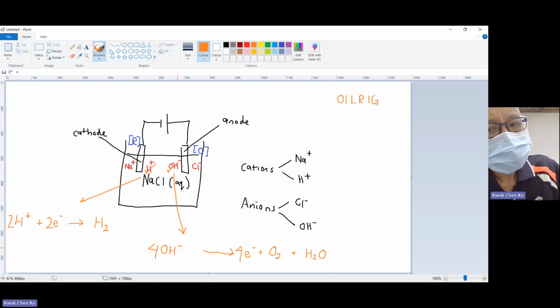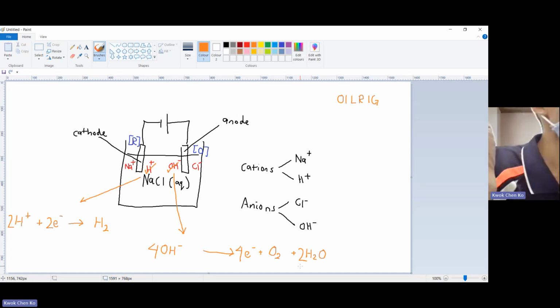But I'm still not done yet. What else? Put 2. Where? H2. Good. This is a standard equation. If you want to, remember it. If not, make sure you know how to balance it.